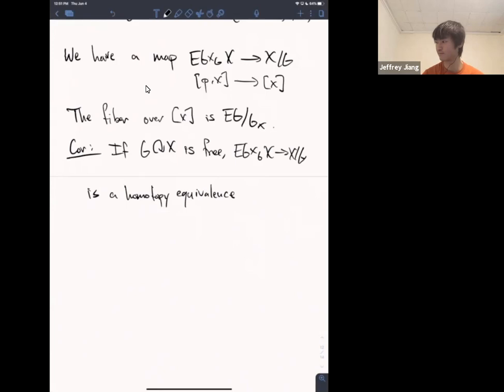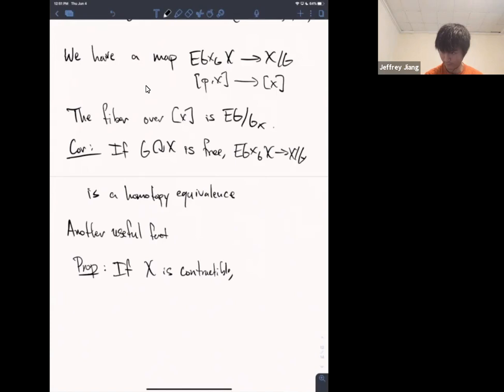Okay, so here's another useful fact that we will use. If X is contractible, the equivariant cohomology of X is the same as just the ordinary cohomology of the classifying space BG. This one's pretty easy to prove yourself, so I suggest you do it or just accept it.